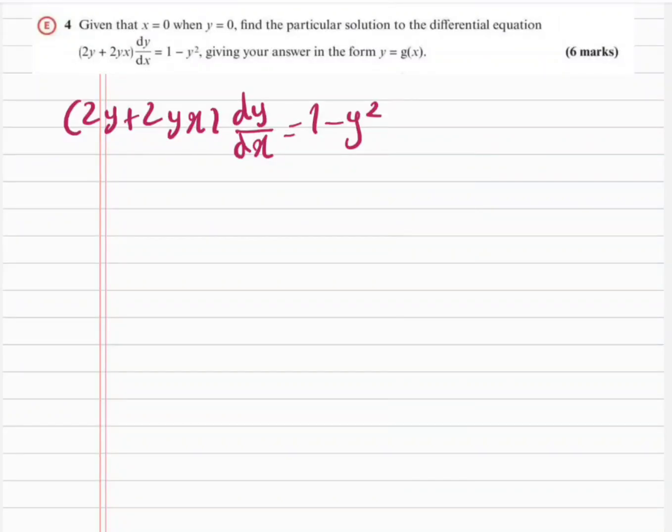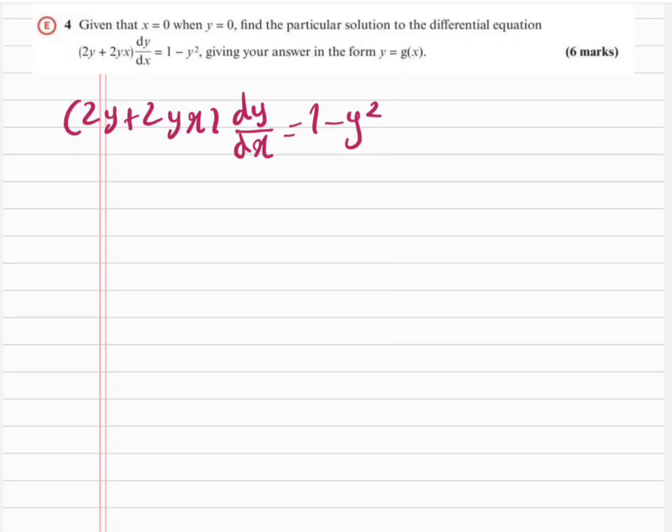Hi everyone, this video is on exercise 11J question 4. We are given the boundary conditions x is equal to 0 when y is equal to 0, and we want to find a particular solution to this differential equation.